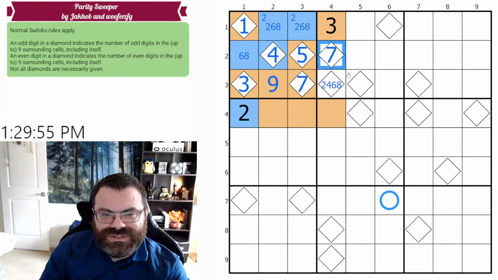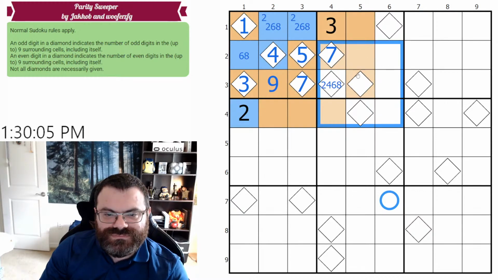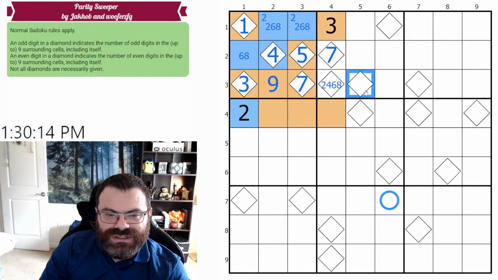And that's going to force all of these to be odd. So what can this be? It would have to be a 5, because it would have to be odd, and it can't be 1 or 3. So yeah, there's definitely a 5 in one of these two.